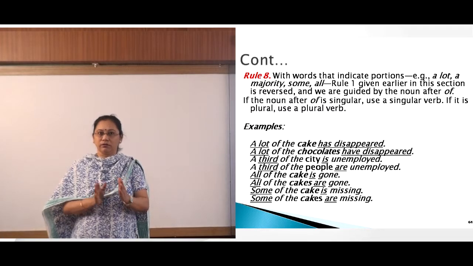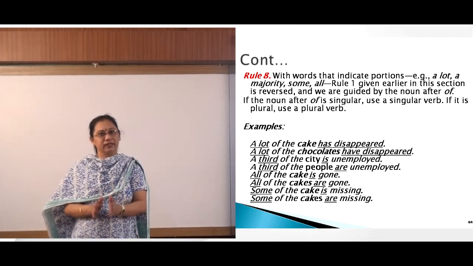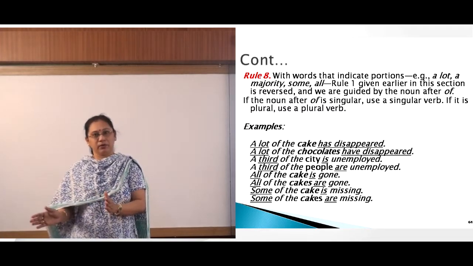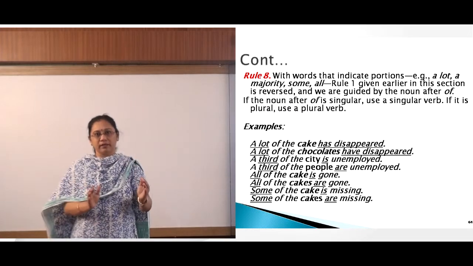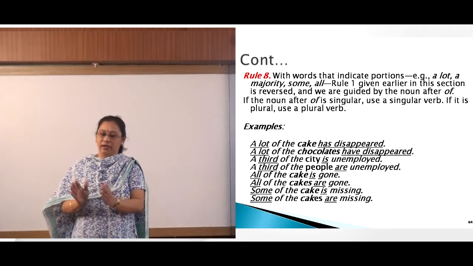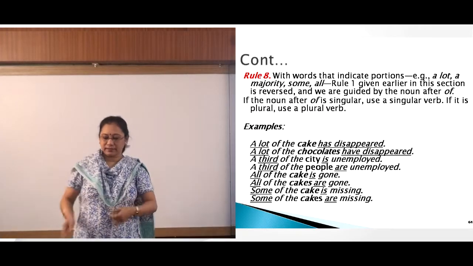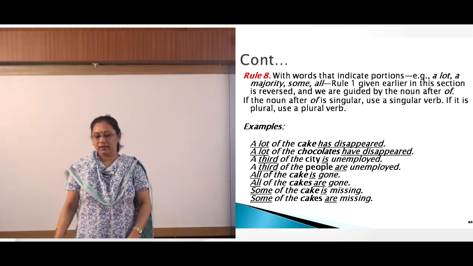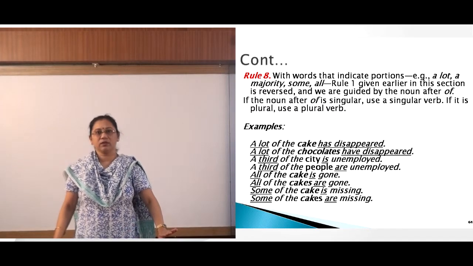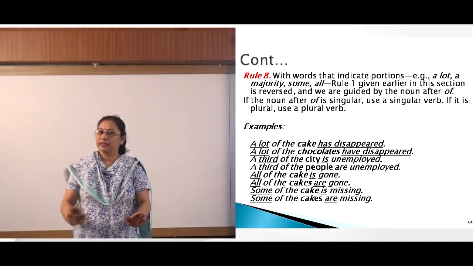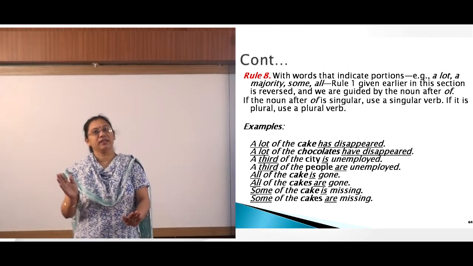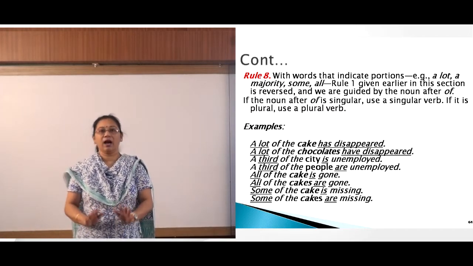A third of the city is in the singular form, that is the subject, the city. The city is unemployed. A third of the population, a part of many, a third of the city is unemployed. Let us take the last example here. Some of the cakes are missing. Some is already there. What is the subject? That is the cake. The cakes are in the plural form and therefore the verb that agrees with it will be are. So, some of the cakes are missing.